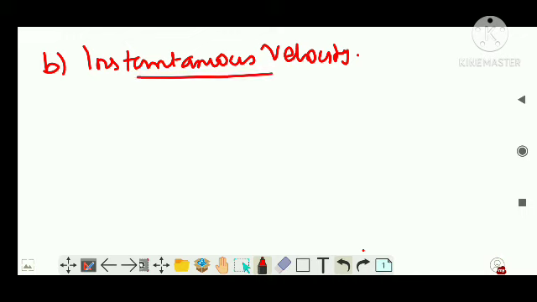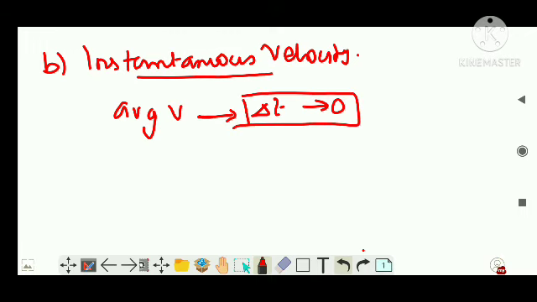What is instantaneous velocity? So the velocity at an instant of time is known as instantaneous velocity. That is, you cannot actually calculate the time, that much short the time is. Or I can say instantaneous velocity is the average velocity when the time is approaching zero. It is not exactly zero. Or I can say when the time interval is tending to zero.